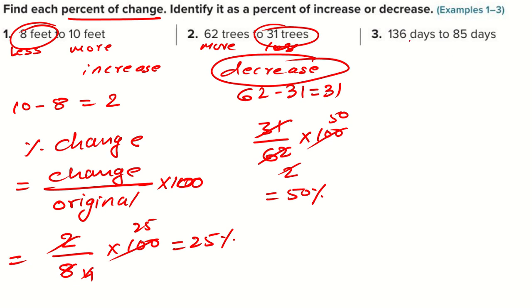Similarly here, 136 days to 85 days. So what is the change? Change is 136 minus 85. It will be 6 minus 5, 1, 13 minus 8, 5.